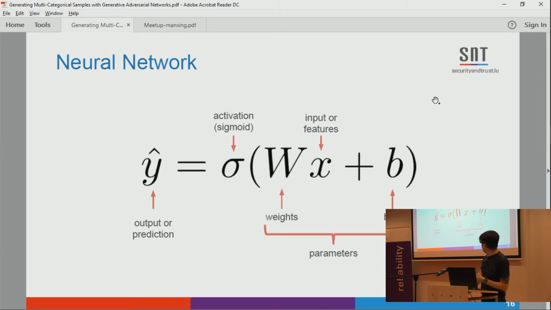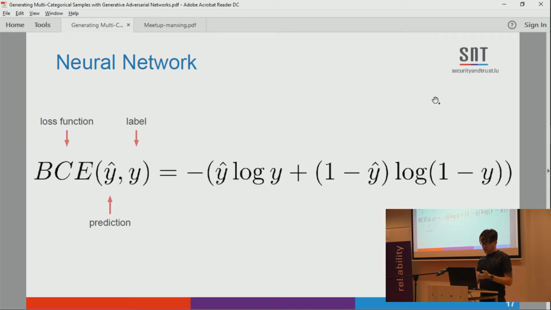I need to train, as I showed here, the parameters. I need to change the weight and the bias. How do I do that?